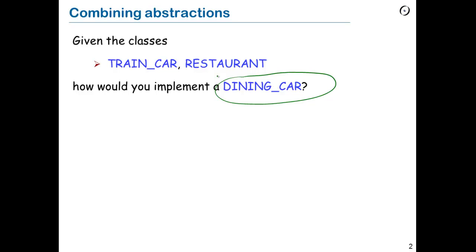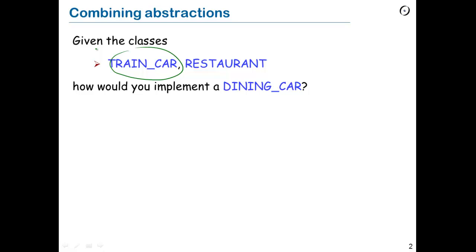So, on the one hand, it's a train car. It's like any train car. It can be made part of a train. So, in software terms, we would have commands like attach the car to the train or detach the car from its train at a station. We would have queries such as the train to which the train car belongs, and so on.